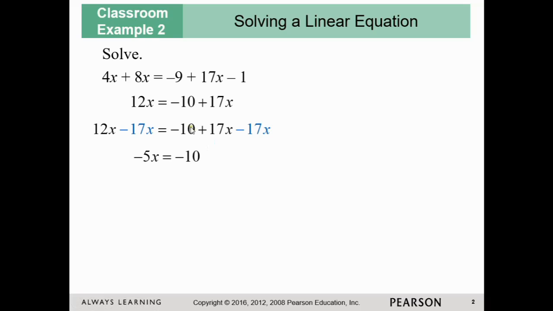And that leaves us with -5x equals -10. So the last thing to do would be to divide both sides by -5. And we would end up with x equals 2. Once again, negative divided by negative ends up with a positive. So what we did was we used the addition property and the multiplication property to solve this equation.